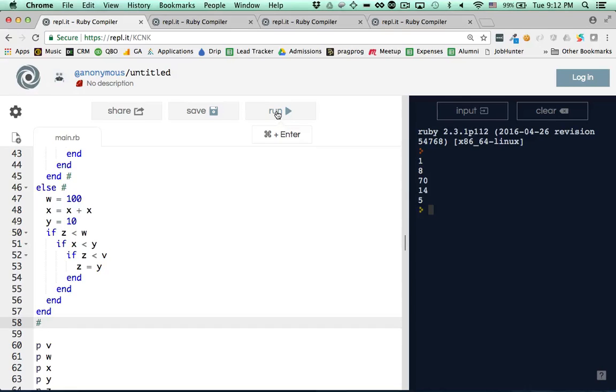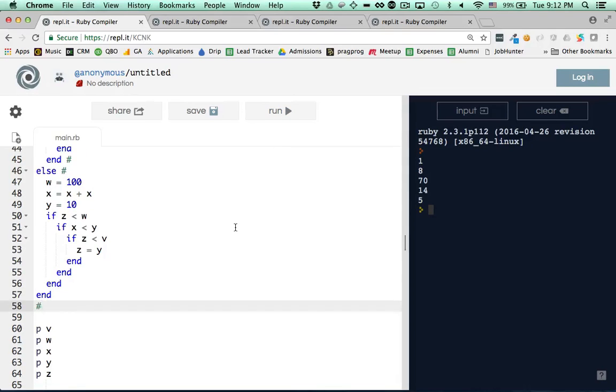So v and z are actually unchanged, and then w, x, and y become 8, 7, 0 and 14 respectively. Any questions about that? Yeah, you'll never see this in real life. Okay.